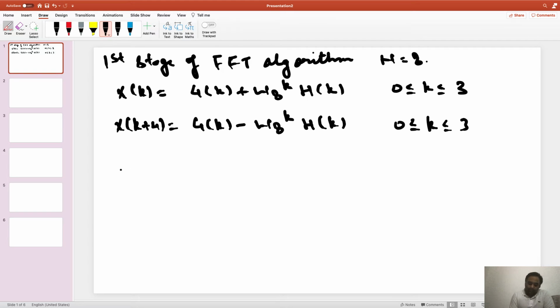So we were able to write X0 as G0 plus W8^0 H0, sorry, it should be 0. I would want to point out that in the last lecture I think there was a small error here, and by mistake I had written this W subscript 8 to the power of 1. This actually would be 0, so I'm correcting it here.